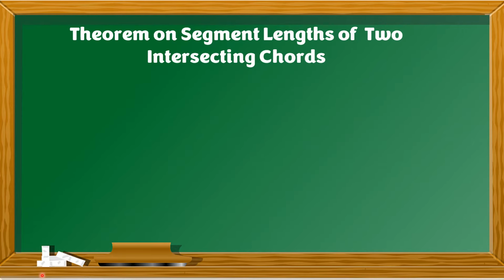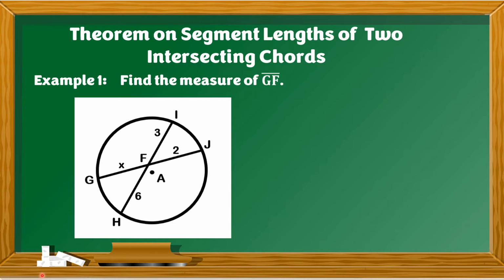Let's have example number 1. Find the measure of line segment GF. And this will be the illustration or figure. So we have here circle A, and the two chords of circle A are line segment GJ and line segment HI. The measure of line segment GF is X. The measure of line segment FJ is 2. The measure of line segment HF is 6. And the measure of line segment FI is 3.